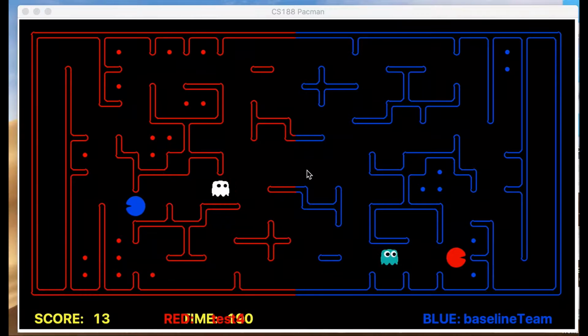Another strategy is that when the capsule is eaten by the invader, the ghost will keep its distance from the invader and try to eat it after the scared time.